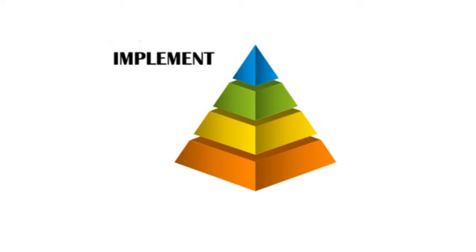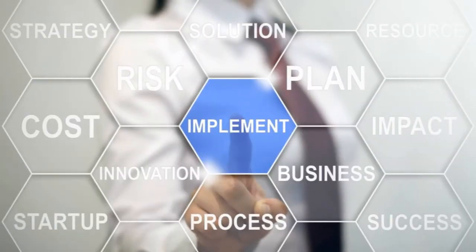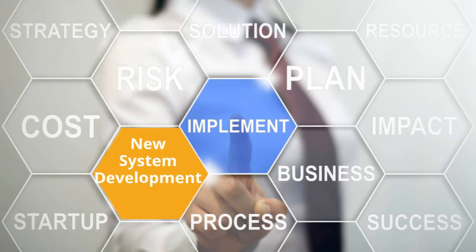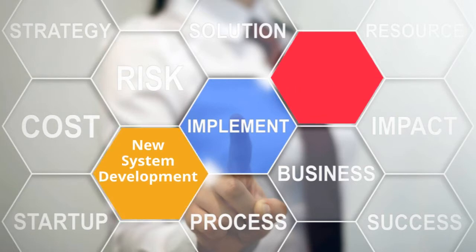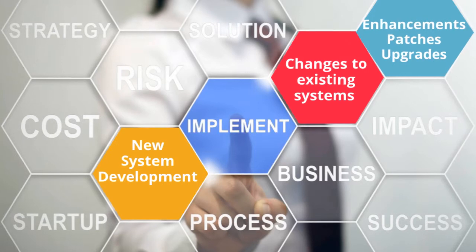The fourth step is implement. We now have policies, standards, procedures, and guidelines ready. The next step is applying them on systems. There are two main instances when we must implement controls. First, for new system development, and second, after any changes to an existing system. This could be an enhancement, patches, or upgrades. Please note, even if there is no change to an existing system, but there is a simple patch or upgrade, we still need to implement applicable controls.